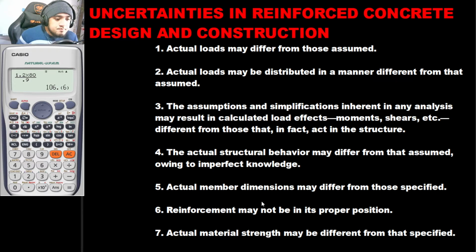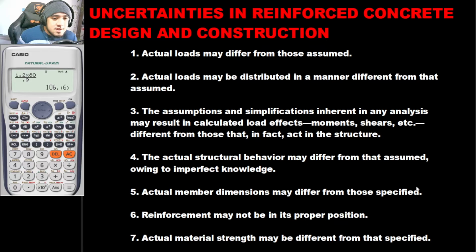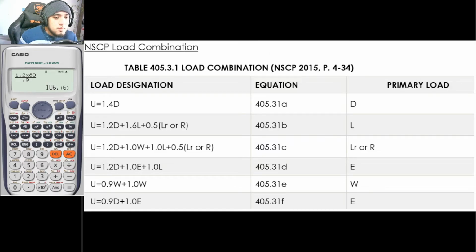So once again, that is one uncertainty here. So once again, for us to address that uncertainty, we will be applying some safety factors. So reduction factors and for our load combination. And speaking about load combinations, these are to be the following load combinations as per NSCP 2015 page 4-34. So if your primary load is to be a dead load, its factor is to be 1.4 dead load. And if your primary load is to be live load, so eto. So your load combination is to be 1.2 times dead load plus 1.6 times live load plus 0.5 roof live load or rain load. And as for this one right here, this is to be 1.2 dead load plus 1 wind load plus 1 live load plus 0.5 roof live load or rain load.